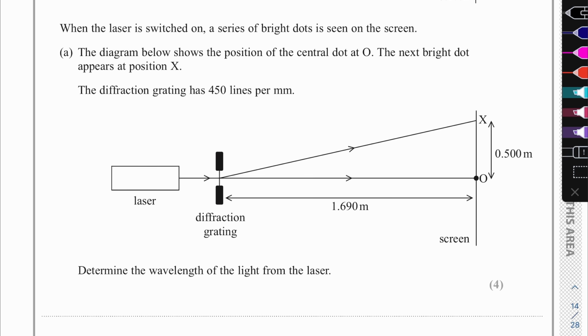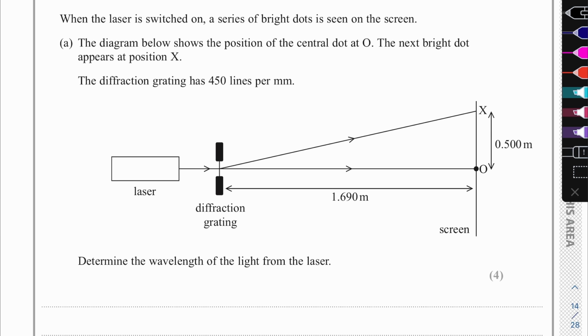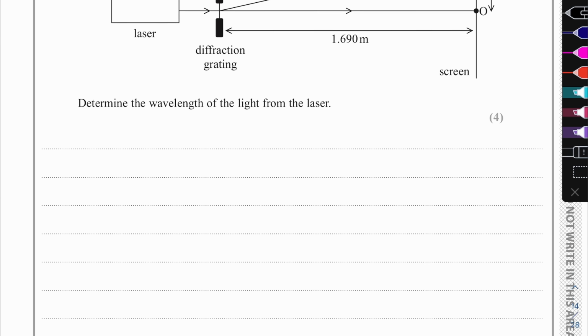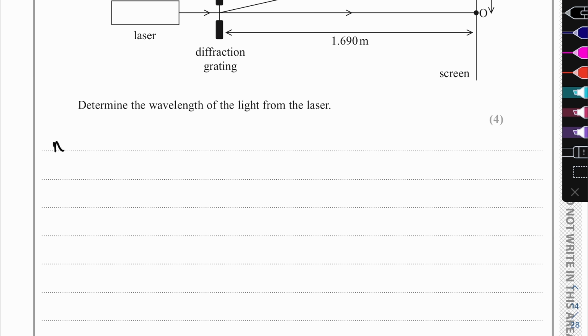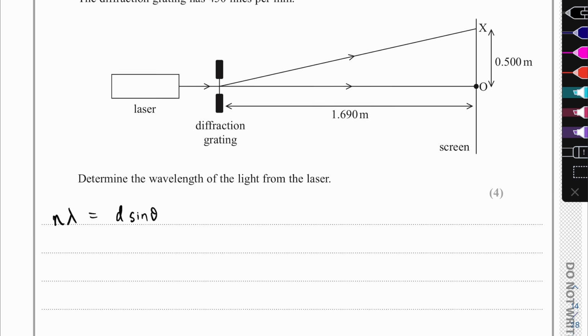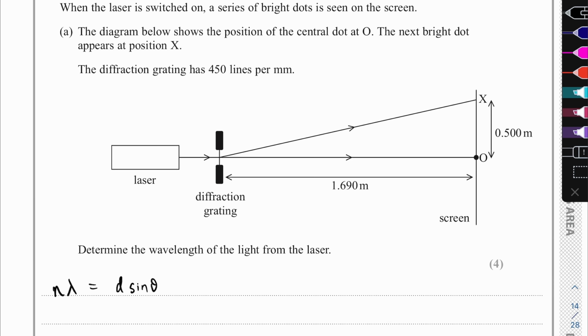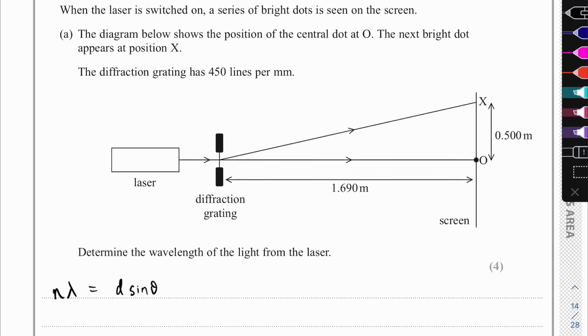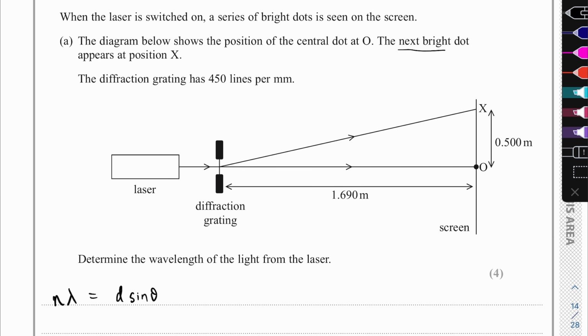So let's see if we can do this. The formula we use is n lambda equals d sine theta. Correct? Okay. This is the formula that we use. Now let's work out these individual values. The next bright dot appears at position X. So this is when n equals 1. This is the first bright dot appearing after the central one, the central maxima.